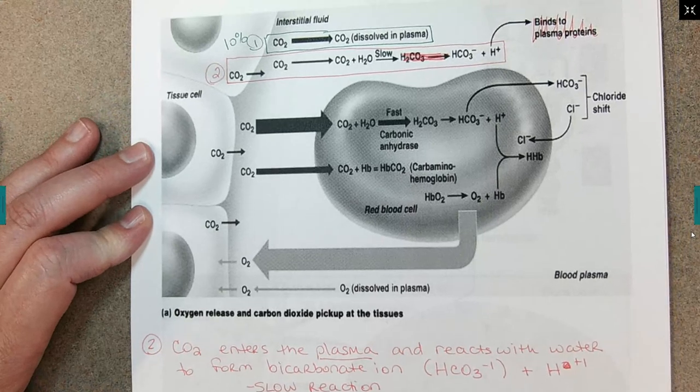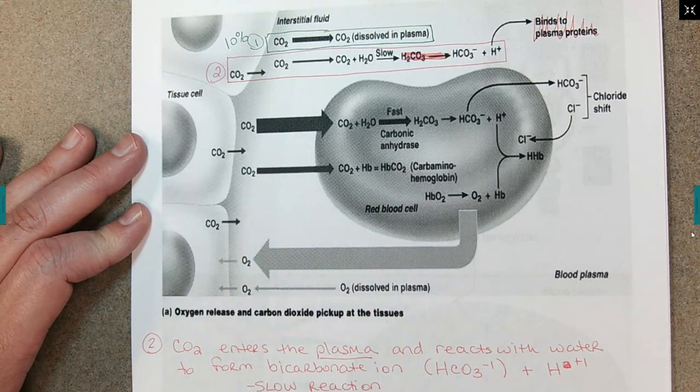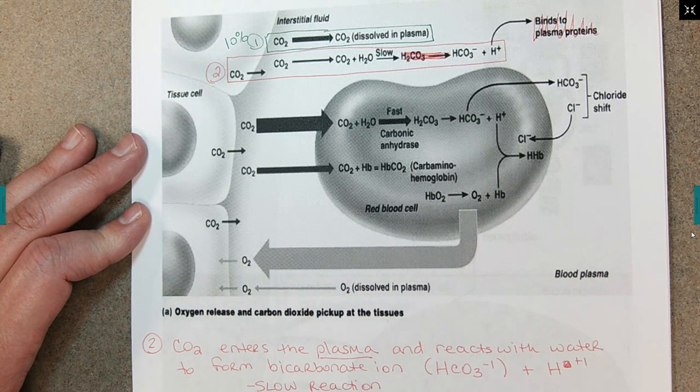Now, the thing with this is, the same reaction is happening, but instead of it happening in the plasma, it is happening inside the red blood cell. And notice the thickness of the arrow. This is going to let us know that this is going to be the most prominent way carbon dioxide is going to travel through the bloodstream.